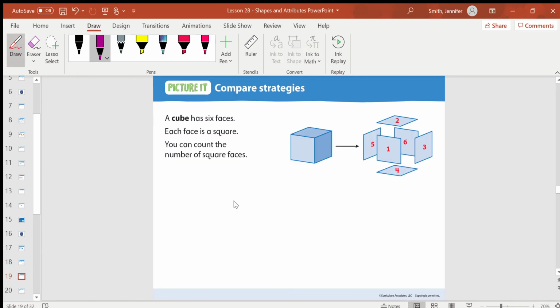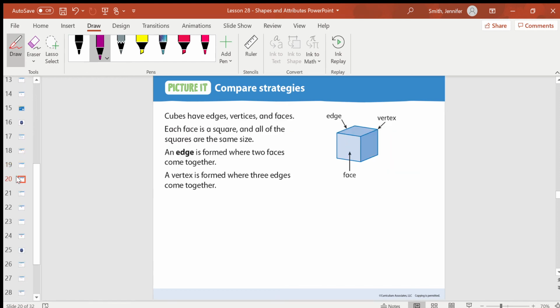A cube has 6 faces. Each face is a square, so let's count the faces. In this picture, you can't see all of them, so over here they've taken them apart. So we have 1, 2, 3, 4, 5, 6. So we have the front, the top, the bottom, the side, this other side that we cannot see, and the back. And we already counted the number of square faces.